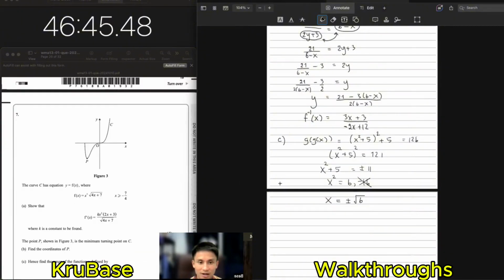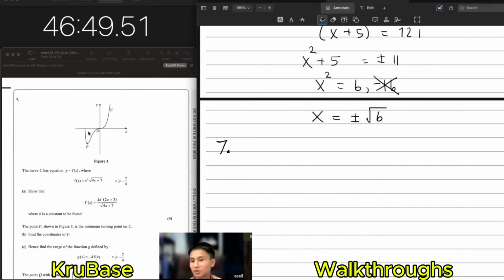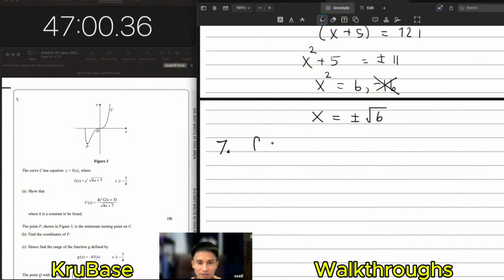Number 7 now. Okay, 7. Curve C has equation y equals f(x), and then we have f(x) as that function. That is x cubed, right? Show that f dash x is that. Okay, we differentiate, right? So f dash x, just differentiate the whole thing. Well, it seems like there are two main functions multiplied together, so we're going to use the product rule. So it's like u dv plus v du. So u being the front one, maybe the first one. dv, so I'm differentiating that.